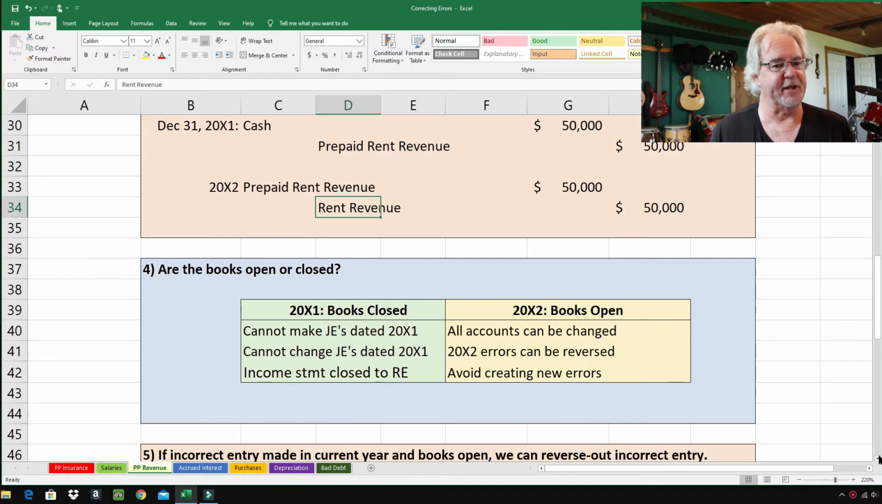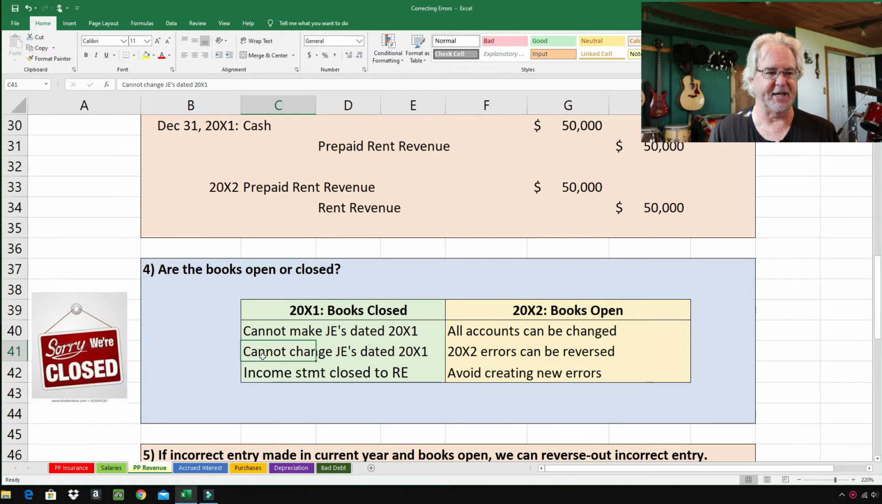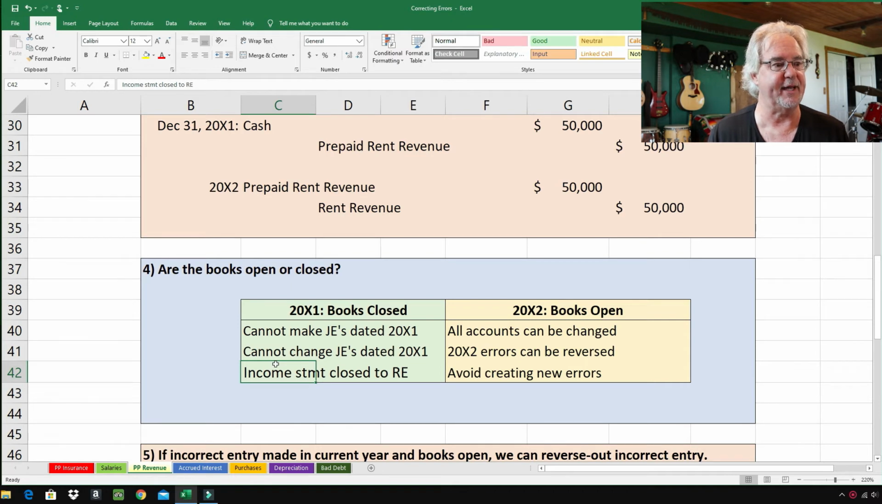So step number 4, you have to determine, are the books open or are they closed? Well, in 2001, the books are closed. What does that mean? It means you cannot make journal entries dated 2001. You cannot change journal entries dated 2001, and the income statement, which was overstated, was closed to retained earnings, and so retained earnings is overstated too. So what does this all mean? It means the books for 2001 are off limits. We can't debit or credit especially any of those revenue or expense accounts in 2001. They've been closed into retained earnings, so they're gone.